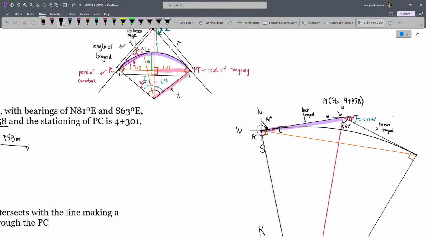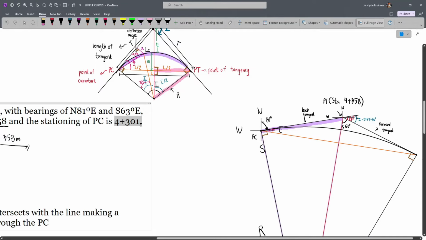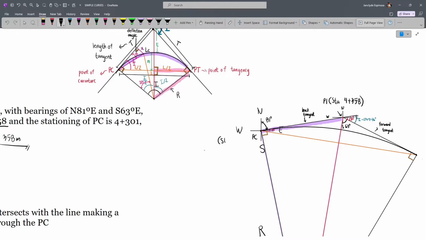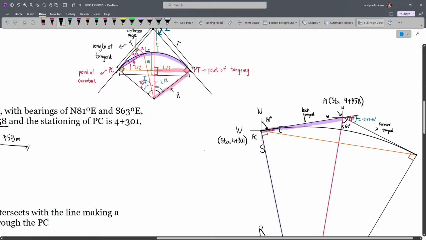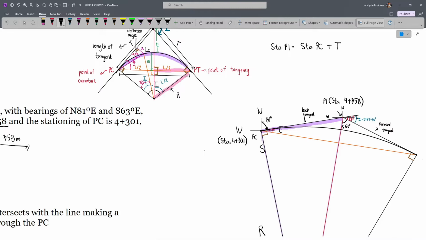And then itong PC natin, this is at 4 plus 301. So stationing is 4 plus 301. And so to get the tangent distance, diba, alam natin na the stationing of PI is the stationing of PC plus the tangent distance. And so since meron tayong stationing ng PI which is 4358, we are just converting this to meters. We can solve the tangent kasi meron din tayong stationing ng PC.